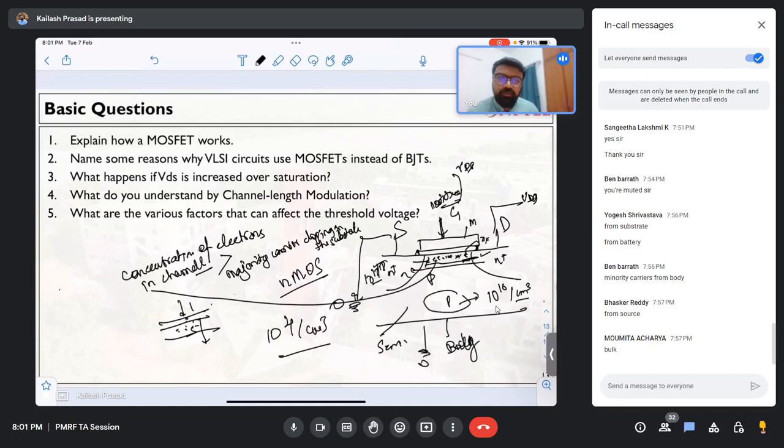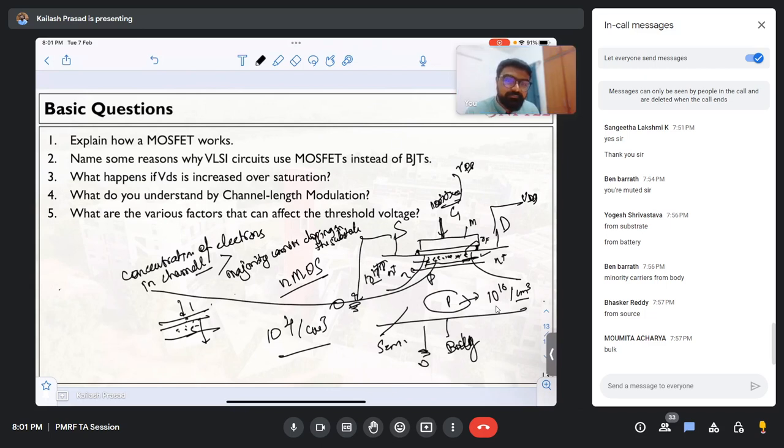And as soon as the gate voltage is applied, these junctions will be forward biased and the channel will be created. So I hope from next time you will have the explanation of where all the electrons are coming from.